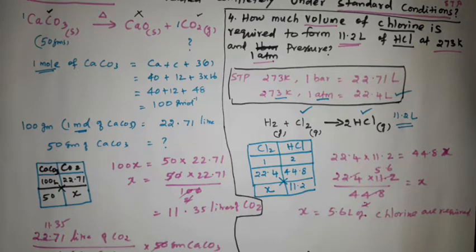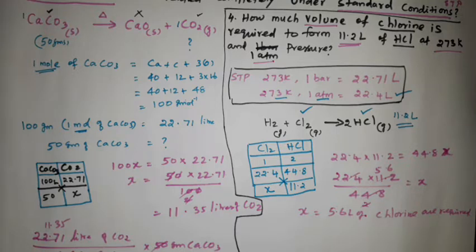Clear? So chlorine, HCl, 1 mole of chlorine will produce 22.4 liter. So 2 moles will produce 44.8 liters. This is according to the equation. Then this last box, according to the question, to produce 11.2 liters of HCl, how much volume of chlorine is required? That is the question. Okay. So write here, then make cross multiplication. You will get this answer. 5.6 liters of chlorine are required.